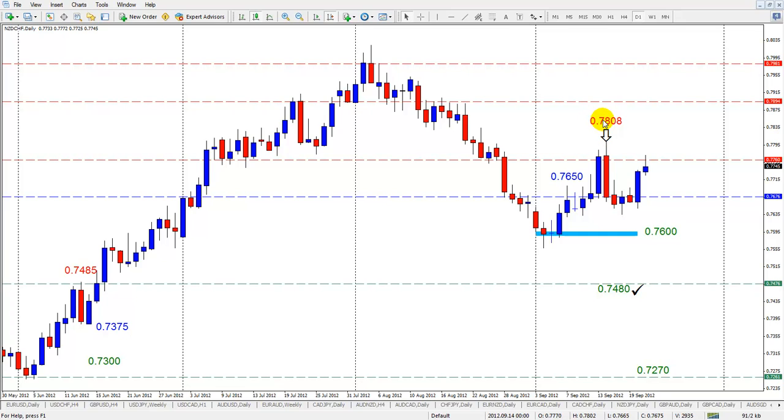The initial stop loss was at 78.08, which you'll notice is just above the high of this candle. The high of this candle was 78.02, so the stop was 6 pips higher. The entry price was at 76.50, and you'll notice the low of this candle was 76.65, so the entry was a few pips lower than the low. The first target was 76, which is down here where these candles sort of turned around. The second target was down here at 74.80, and the third target was down here at 72.70.